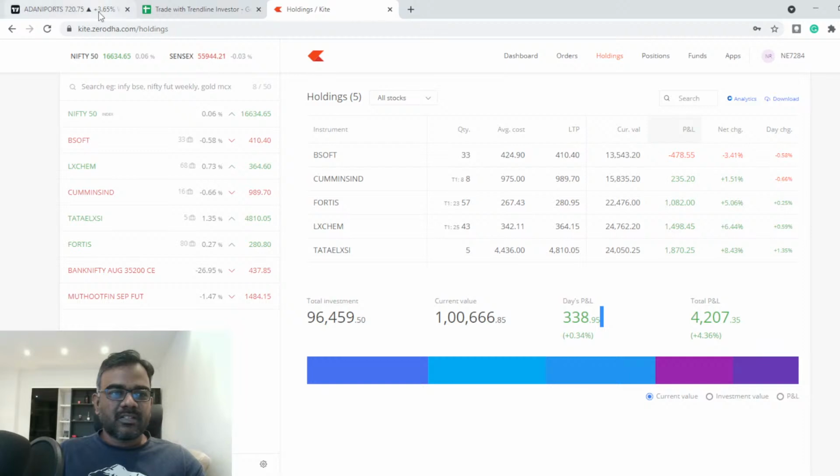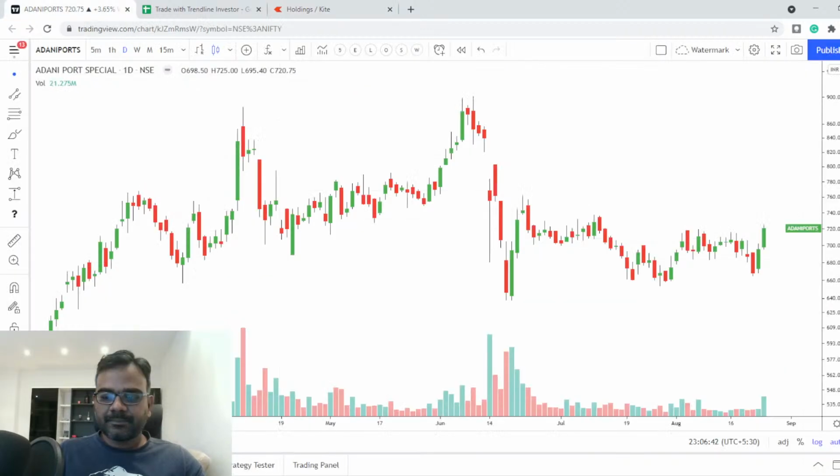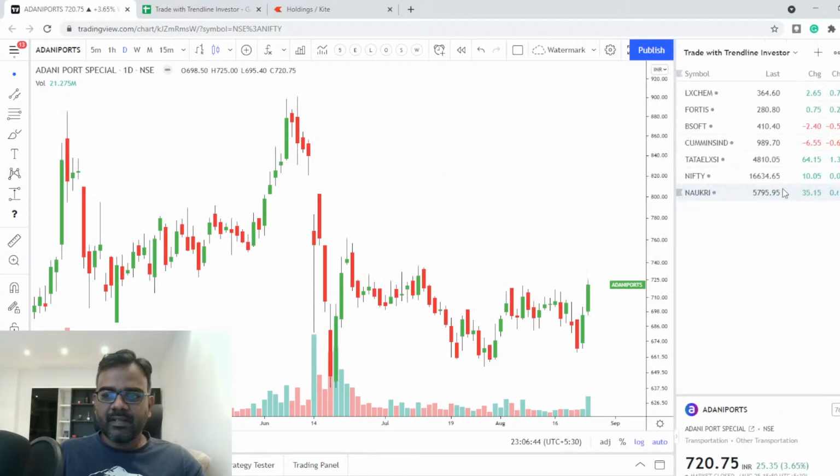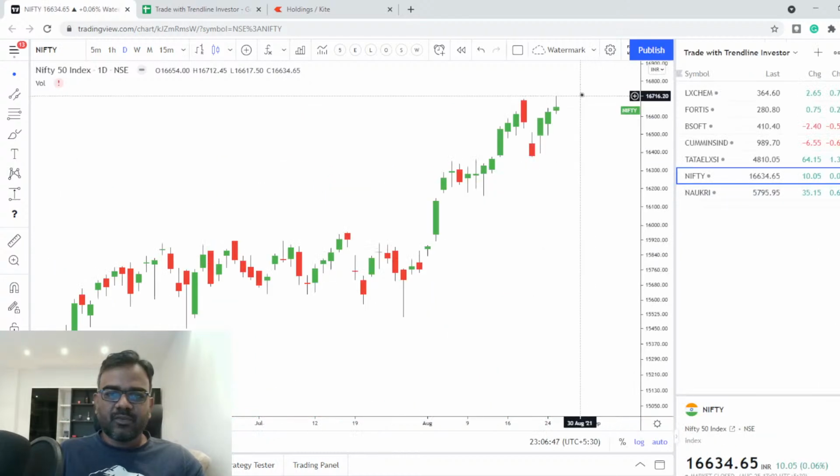So let's look at Nifty first to start with. Nifty again had a flat day. So we saw a sell-off around the all-time highs. All-time high was 16,701, and we saw a sell-off.